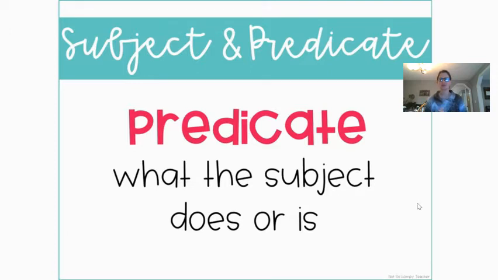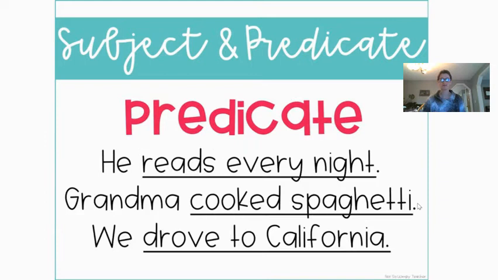Okay, subject and predicate. We want to know who the sentence is about and what the subject does or what they are. So here's some more examples. He reads every night. So reads every night is the predicate because that's what the subject does. Grandma cooked spaghetti. Cooked spaghetti is the predicate because that's what Grandma did. We drove to California. Drove to California, that's what the people in the sentence did.